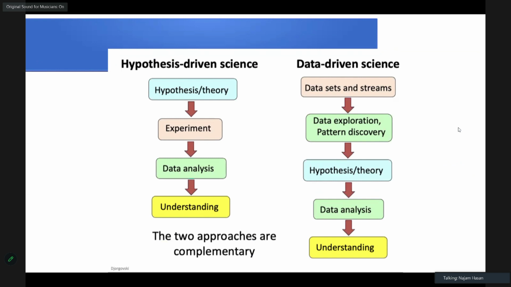Astronomy has moved from hypothesis-driven science to data-driven science. We have now large data sets and streams. When we explore data, we see patterns which lead to hypotheses and theories, and lead to conducting new experiments and understanding what's happening around us. Both the approaches are complementary to each other.